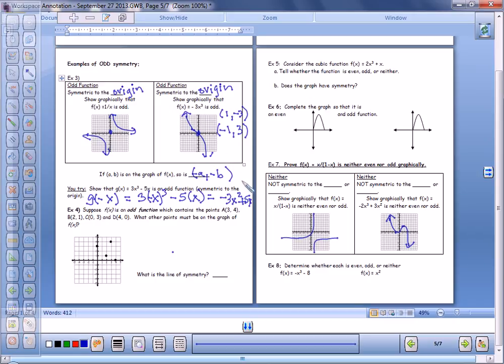All right. So if we look at this, same type of question as the even one, but this time it's odd. So since we know they both have to change, this is pretty easy. If we rotate it about the origin, that (3, 4) will move to (-3, -4). The (2, 1) will rotate to (-2, -1). The (0, 3) will rotate to (0, -3). And the (4, 0) will rotate to (-4, 0). So we come over here and we graph those points.